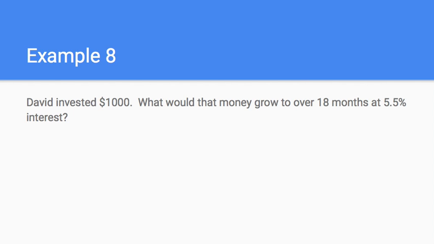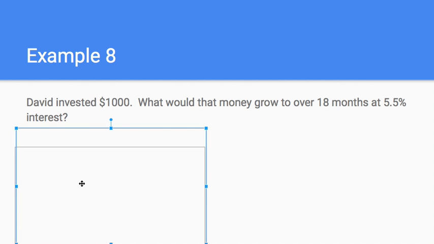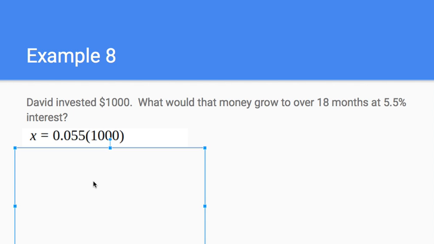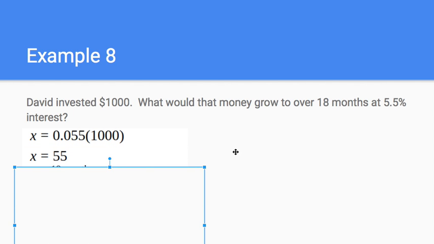Last example. Thank you for hanging with me. David invested $1,000. What would that money grow to over 18 months at 5.5% interest? I'm going to start off. I've got the whole amount invested. This is my total. This is not the amount made on the 5.5%. This is the total. So I'm going to use my equation. 5.5%, move the decimal twice. That's 0.055 times 1,000. 0.055 times 1,000 is 55. So that's $55 every year.